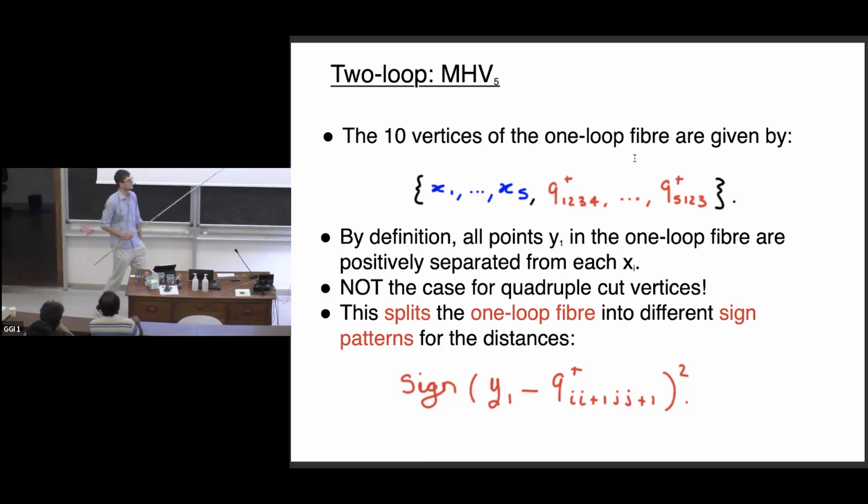By definition, all points Y1 within the one loop fiber are positively separated from each of your xi. This is not generally the case for the quadruple cuts. So now if I scan Y1 around the one loop fiber and look at the sign of all the distances from Y1 to each of the vertices of the geometry, this is going to give me a different sign pattern for each of these distances. And the different sign patterns which you get for these distances exactly characterize the set of one loop chambers.